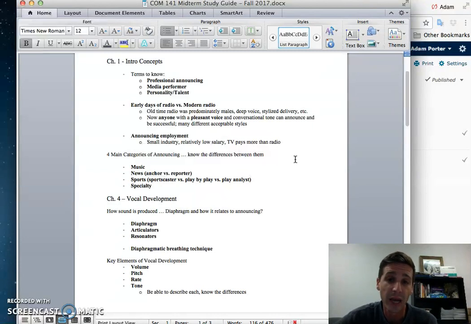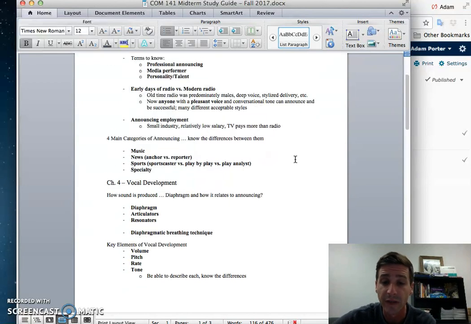That said, you can make enough to effectively support a family with a median range between 30 and 40,000 for yearly salary. And the job satisfaction is very high. Another thing to note is just simply that in general, television does pay more than radio. And then last but not least, we talked about the four main categories of announcing and the differences between them.